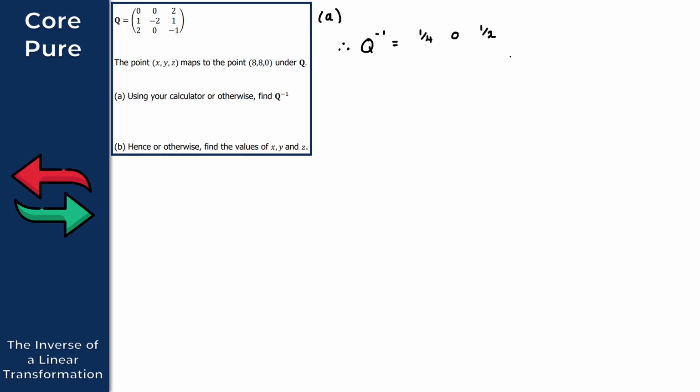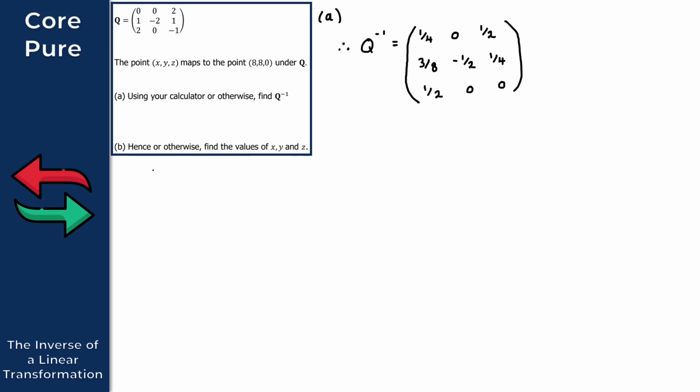I'll put the brackets in a moment, just so I definitely have enough room. Then I get 3 over 8, minus 1 over 2, and then 1 over 4. And then finally for the bottom row, we get 1 over 2, 0, and 0. Okay. So that gives us our inverse matrix. And as we would expect, we get another 3 by 3 matrix. So that gives us the solution to part A. Hopefully nice and straightforward.